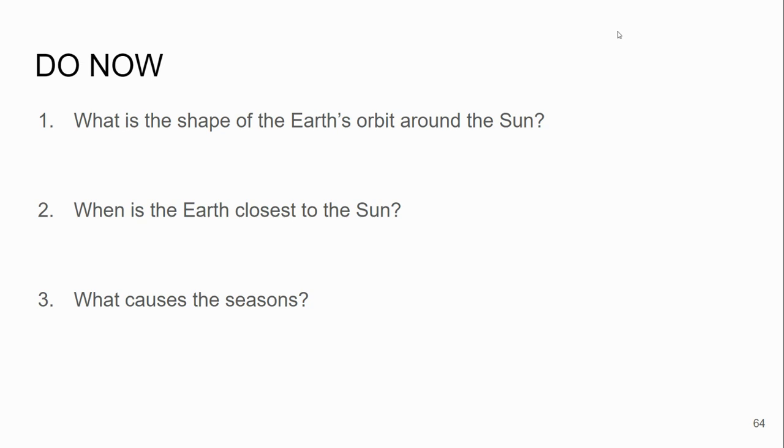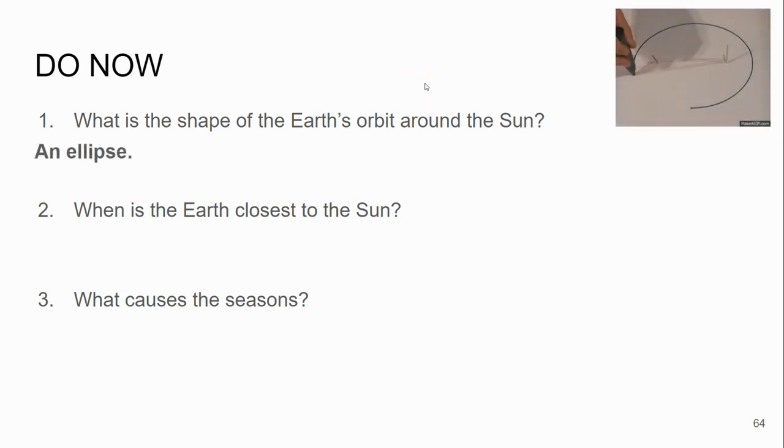So, what is the shape of the Earth's orbit around the Sun? The Earth orbits the Sun in an ellipse, this particular kind of oval. And the GIF is showing you how to mathematically or geometrically construct an ellipse, which you're not going to have to do for me. So, when is the Earth closest to the Sun?